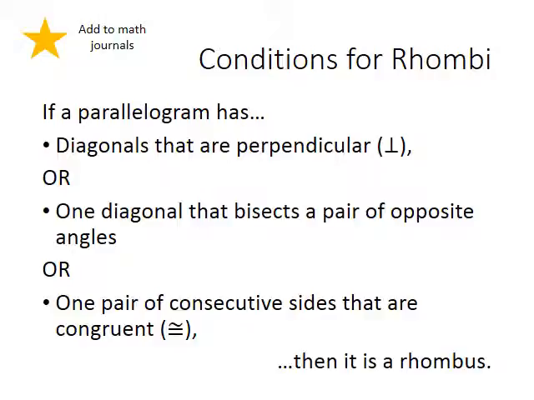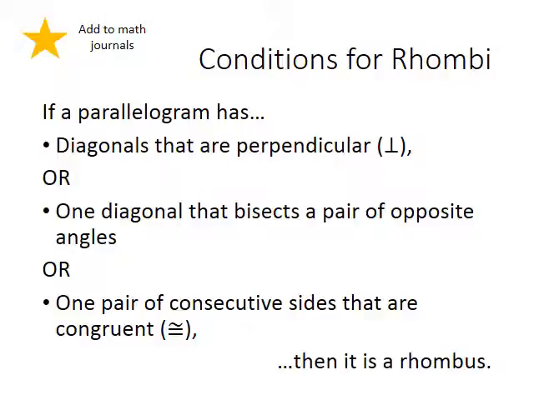So if a parallelogram has diagonals that are perpendicular, we know that that's a rhombus. Or if you can show a parallelogram has one diagonal that bisects a pair of opposite angles, that's enough to show it's a rhombus. We know that both diagonals do that in a rhombus, but as long as you can show one diagonal is bisecting a pair of opposite angles, then that's enough to say that you have a rhombus.